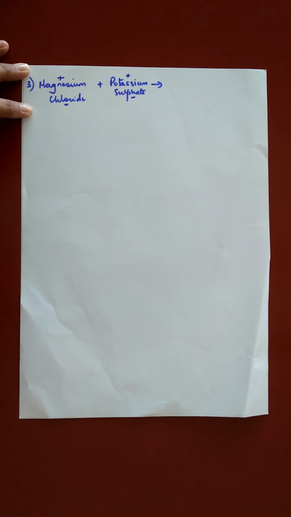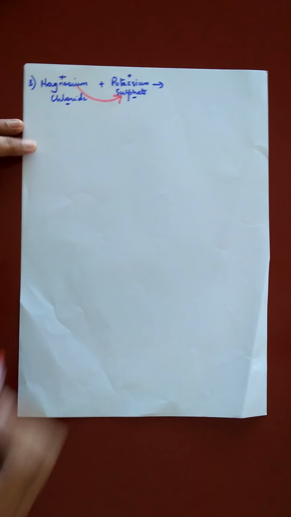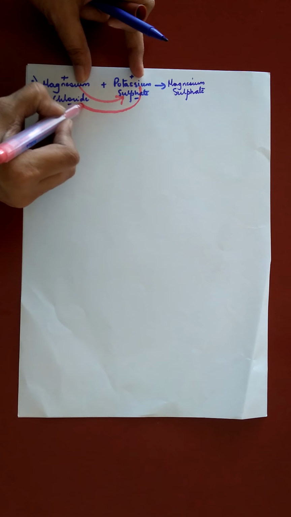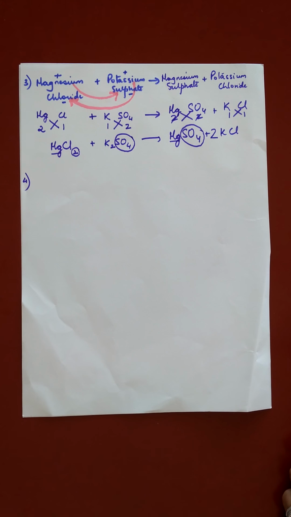The positive ion of one compound reacts with the negative ion of the second compound. So magnesium with sulfate will give you a compound called magnesium sulfate, and this potassium, which is positive, reacts with the negative of the first compound and it gives you potassium chloride. Sodium chloride and silver nitrate.